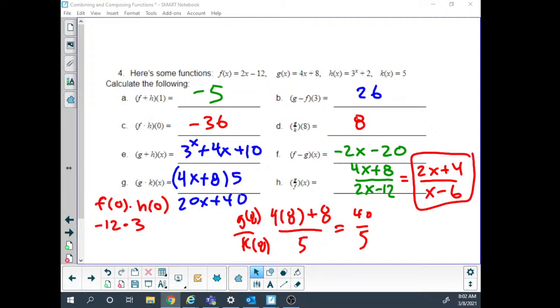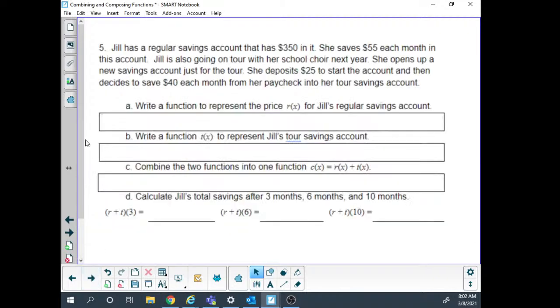Will you look at the T problem? Maybe double check that. You can rewrite H, dividing everything by 2. Will you check with your neighbor? Oh, forgot about Jill's savings account.